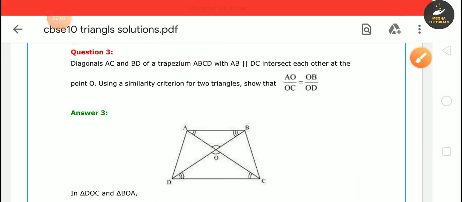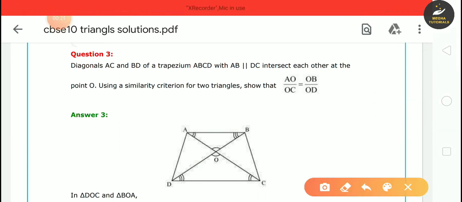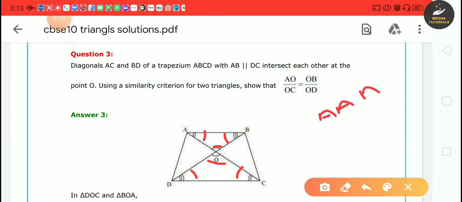Question 3. Diagonals AC and BD of a trapezium ABCD with AB parallel to DC intersect each other at the point O. Using a similarity criteria for two triangles, show that AO upon OC is equal to OB upon OD. Now come to the diagram. In the diagram, ABCD is a trapezium in which AB is parallel to CD. So you can say that angle A and angle C are alternate interior angles as well as angle B and angle D are also alternate interior angles, and this angle O and this angle O are vertically opposite angles. It means by AA test these two triangles are similar triangles. So let's come to the solution.